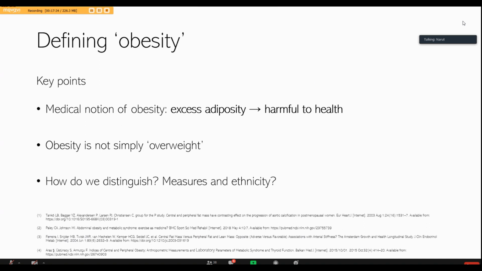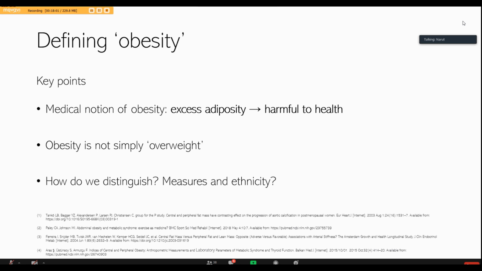Okay, we've probably got some ideas already, but obesity is excess adiposity. Adipos is from Latin, meaning fat. So excess adiposity, a bit too much fat, to the point where it's actually harmful to human health. So that is the notion of obesity. And therefore, it must be distinguished from simply overweight, because overweight just means they weigh more than you would expect for someone of that height.